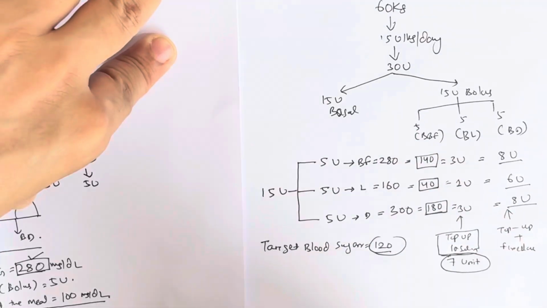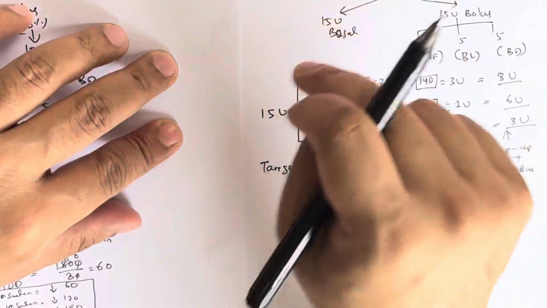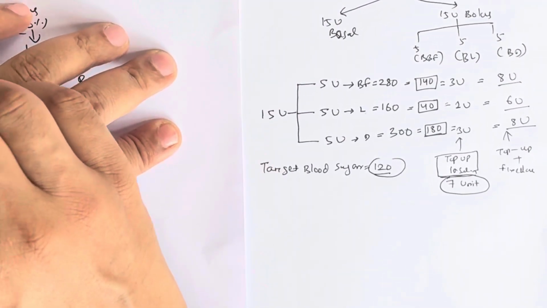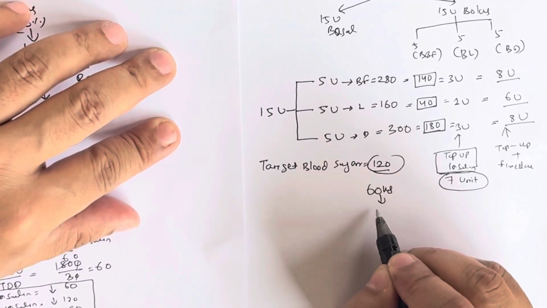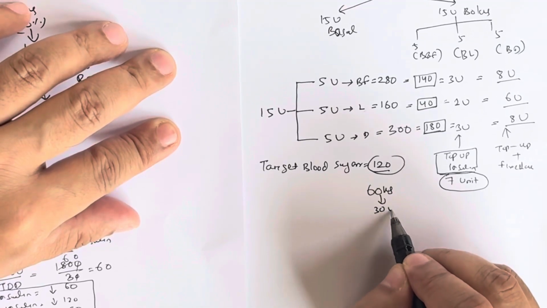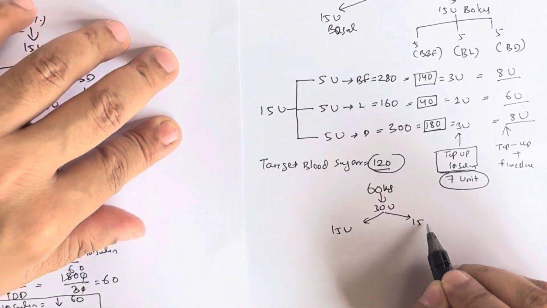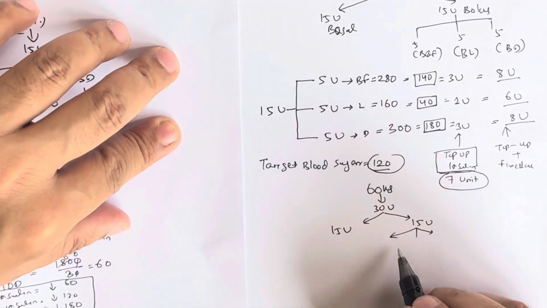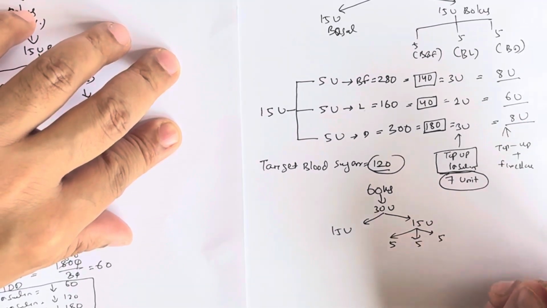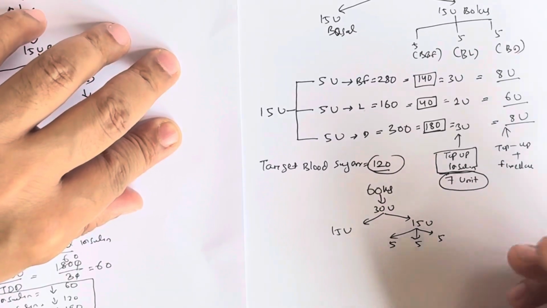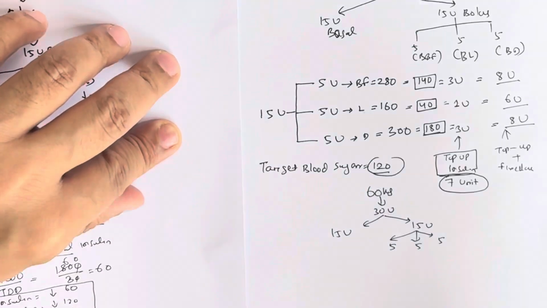Now what will happen in the next day? This 7 unit has to be incorporated into the basal bolus regimen, right? How? Same. So 60 kg, 0.5 unit per kg per day, that is 30 unit, that is becoming 15 unit basal and 15 unit bolus. So 5, 5, 5, right? So there are two schools of thought here. Basically, one school of thought, another is my invention or what I do in my ICU.